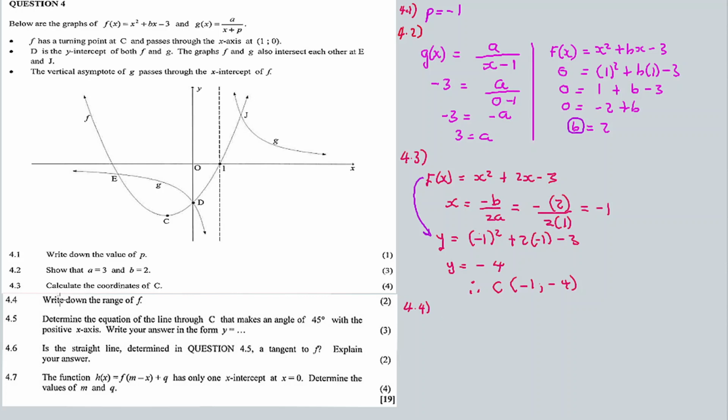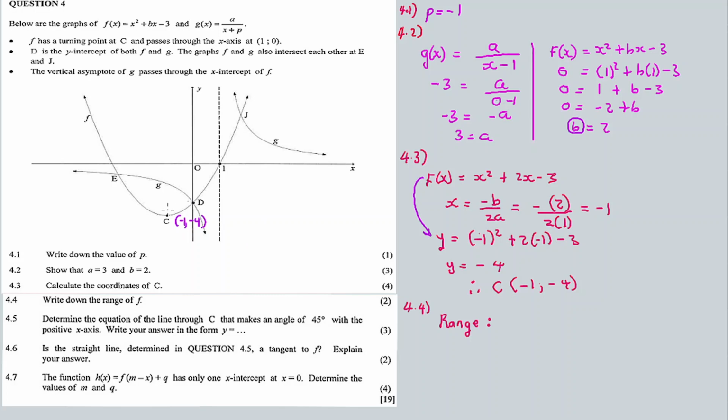4.4, calculate the range. Write down the range of f. Okay, so for now the range. In 4.3 we calculated the turning point. So the turning point is what? Negative 1, negative 4. Yes.